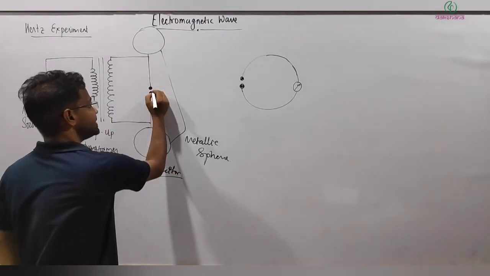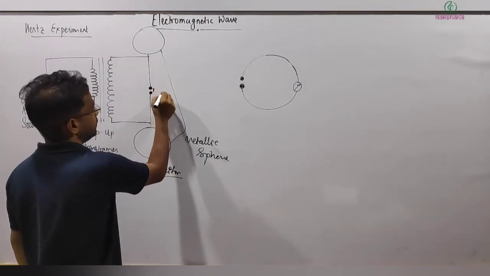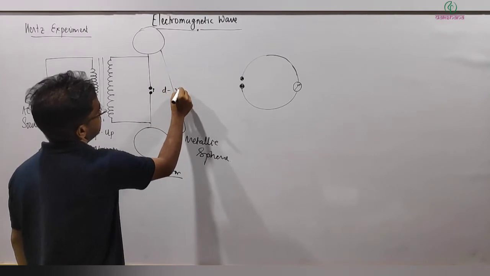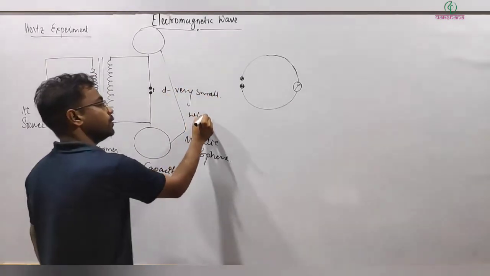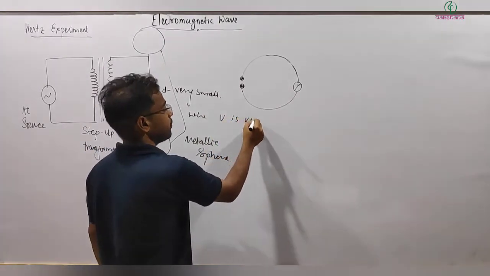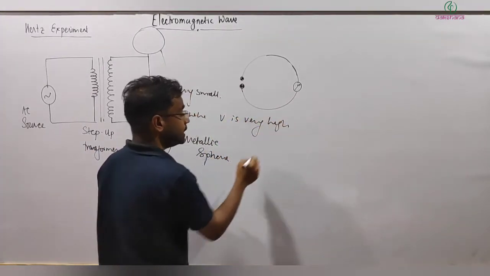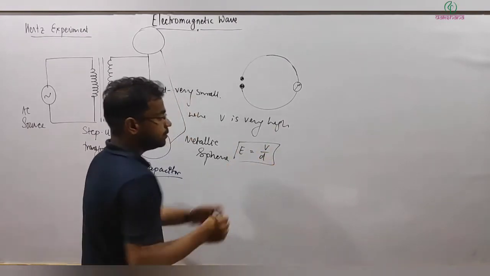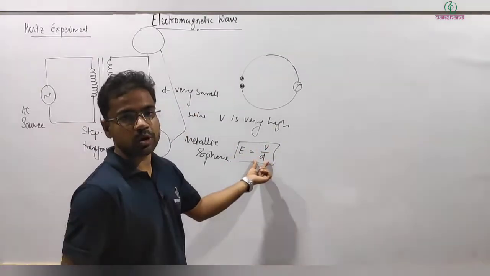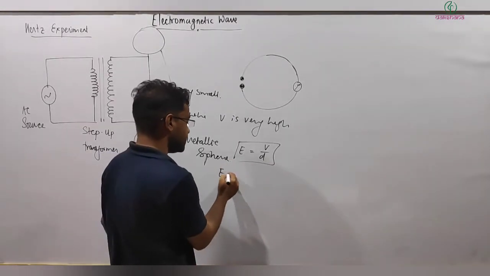Now here what is happening, this gap is very small, is it not? This separation d is very small, and when V is very high, then what we know is E is equal to V by d. V is high, d is small, then what happens? The electric field E becomes very strong.